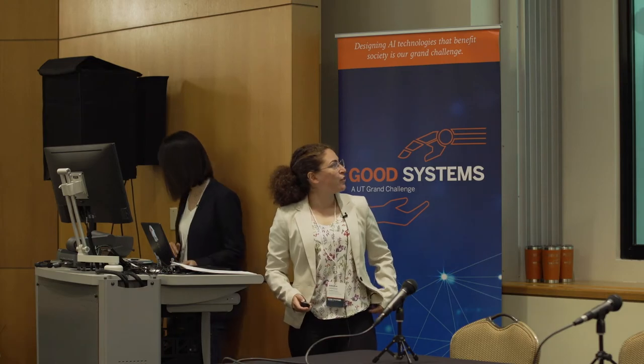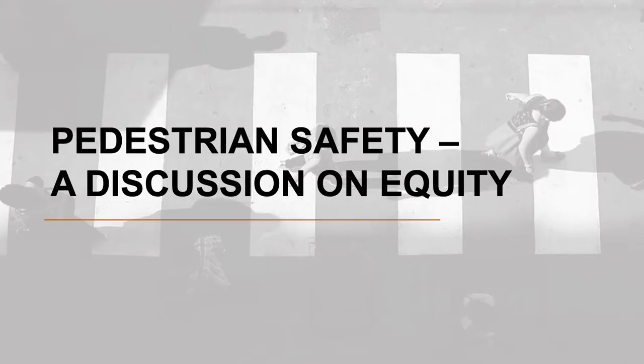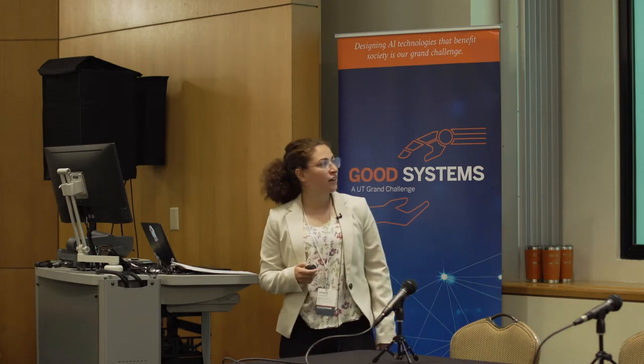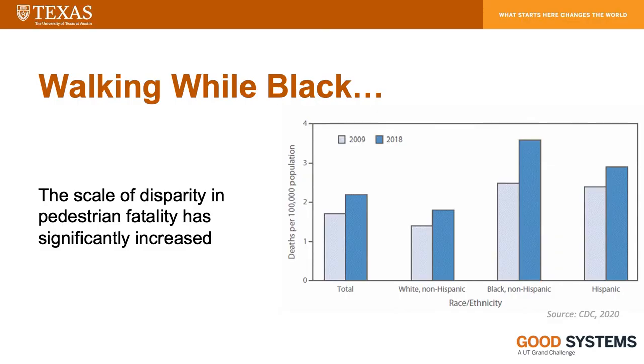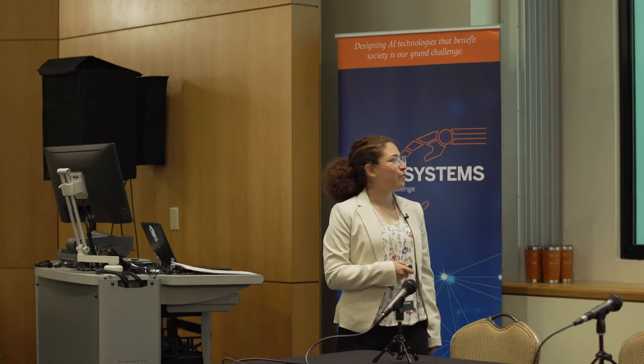Thank you. So today I'm going to talk to you about issues of inequity when it comes to pedestrian safety. Here I'm showing a graph that was posted by the CDC in 2020. This graph shows the pedestrian fatality rates in the years 2009 and 2018 by different race or ethnic groups. And three rather shocking and unpleasant observations can be made from this graph.